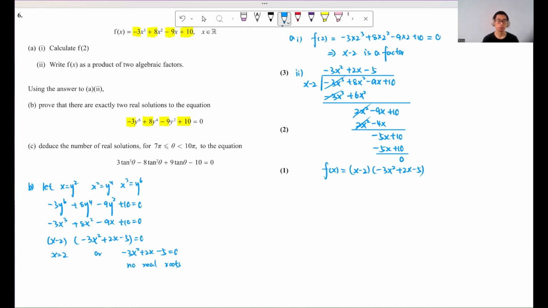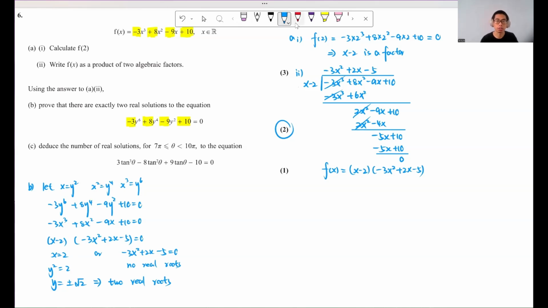And because we're looking for y, and x equals y squared, y squared is equal to 2. So y is equal to plus or minus root 2. Therefore, we have 2 real roots. So then part B is done.